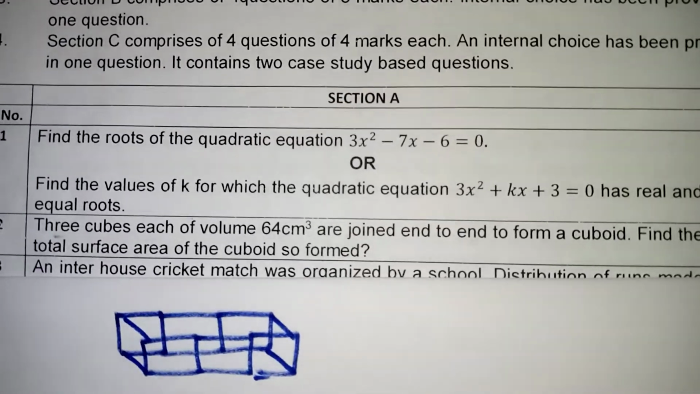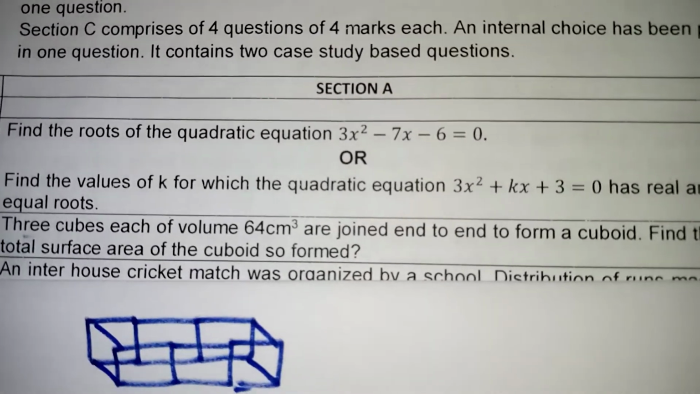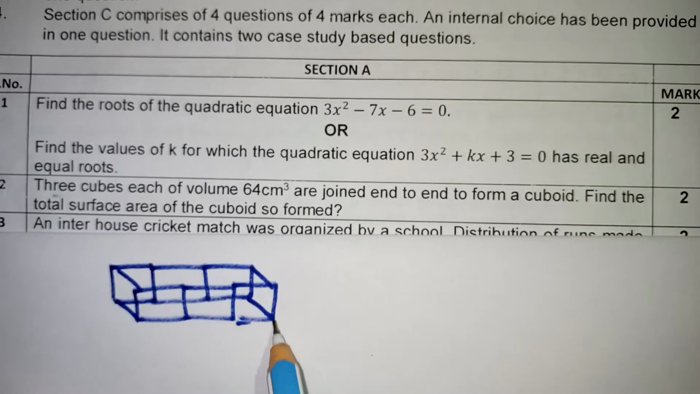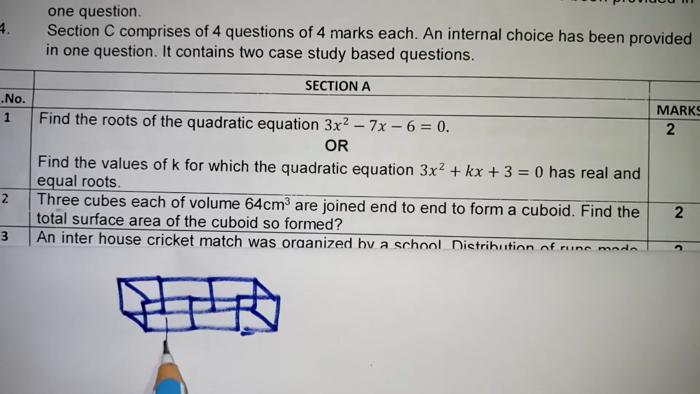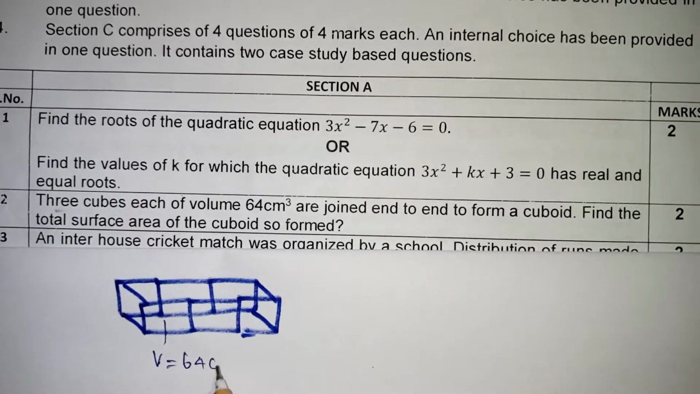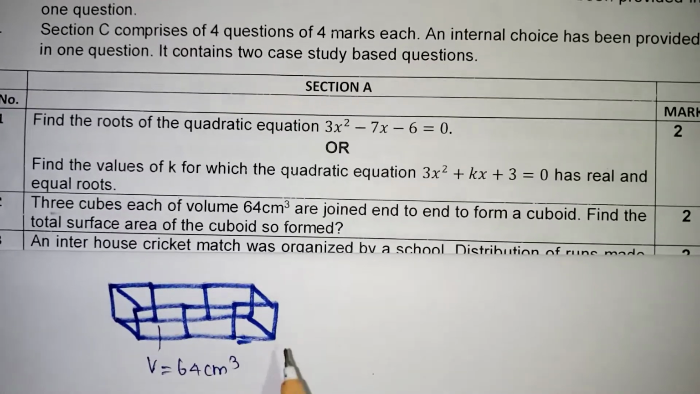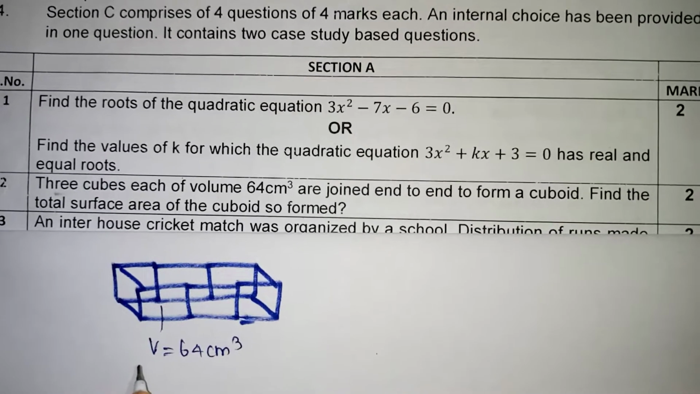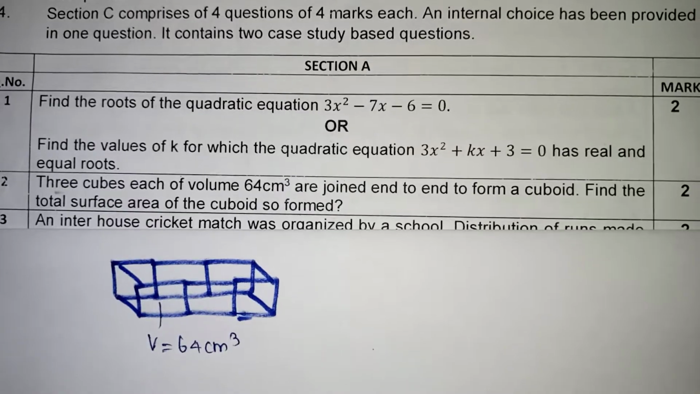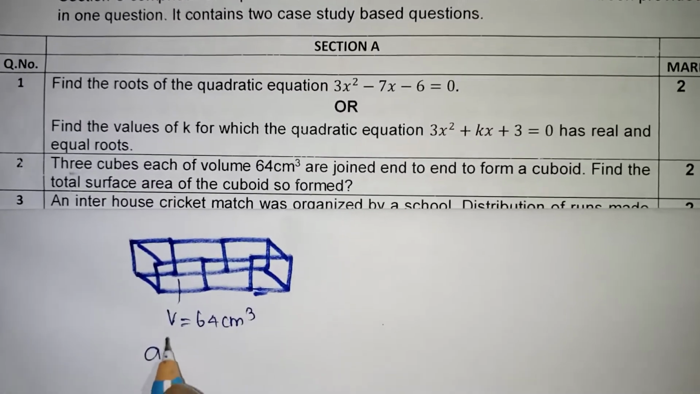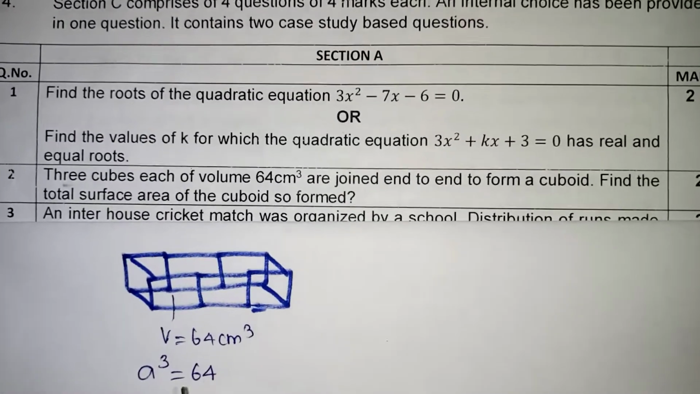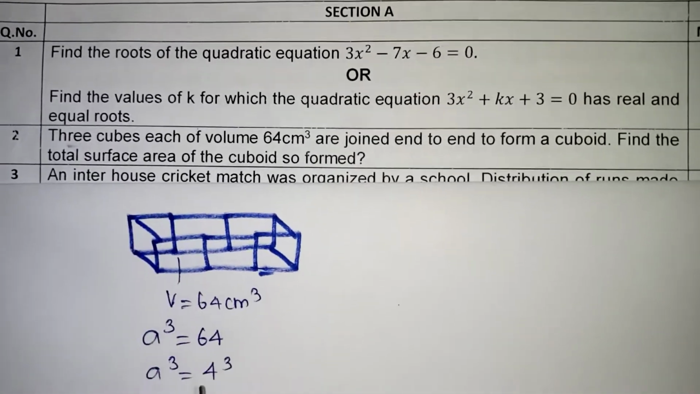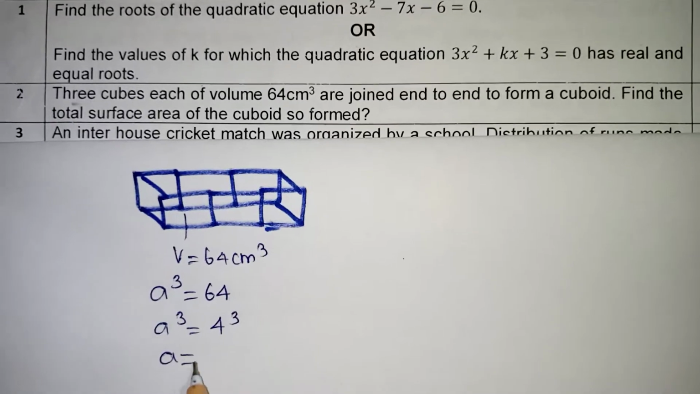So now this is the cuboid we are forming. They have given very clearly each volume as 64 centimeter cube. If we take the first cube, the volume is 64 centimeter cube. Likewise for all the 3 cubes, the volume is 64 centimeter cube only. Now we know the volume of a cube is a cube. A cube is equal to 64 is given. Now we can say that a cube is equal to 4 cube because 64 is nothing but 4 cube. So a is equal to 4.